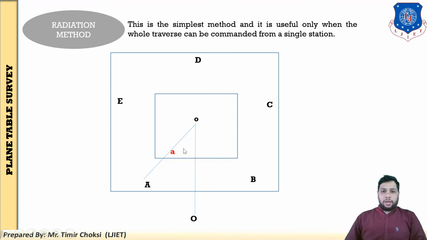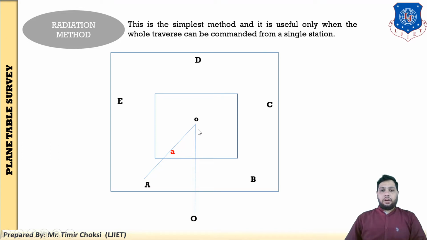Now next step, you measure the distance from ground station O to ground station capital A. Then you take a suitable scale and plot the small a point on the drawing sheet. I have given one example. Your ground distance from point O to capital A is 100 meters, and you take the scale of 1 centimeter equal to 10 meters. So you plot the point on the drawing sheet: O to small a will be 10 centimeters. Here you have plotted the point small a.